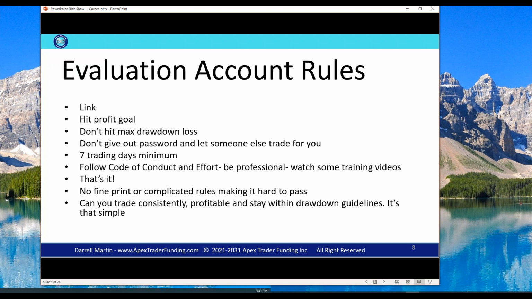There's no fine print or complicated rules making it hard. It's very simple. We don't need to put somebody through the ringer. What we need to know is, are you a disciplined, consistent trader that has a consistent day-to-day strategy that you can trade and follow through? Can you be a consistently profitable trader, staying within certain guidelines? It's that simple. Either you can or you can't. All the extra rules aren't needed. Okay, that's it.